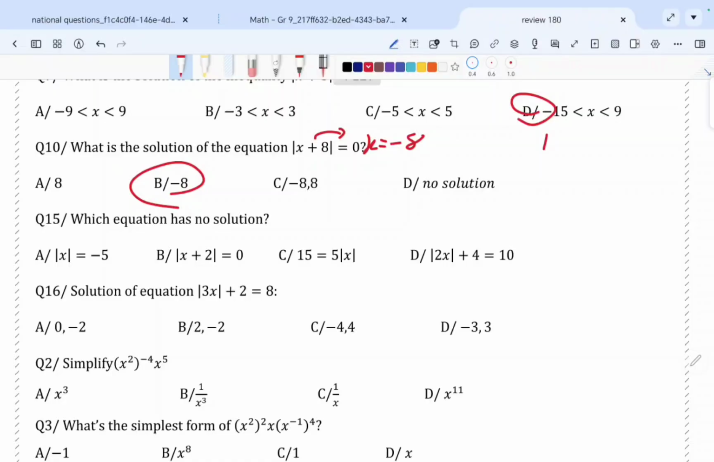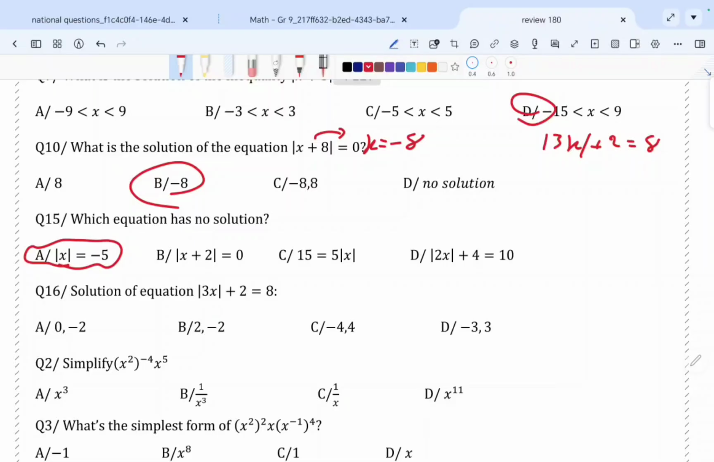Which equation has no solution? Let's see. This one is equal to a negative number, so it has no solution. Now we have to solve the equation, the absolute value of 3x plus 2 equals 8, okay?